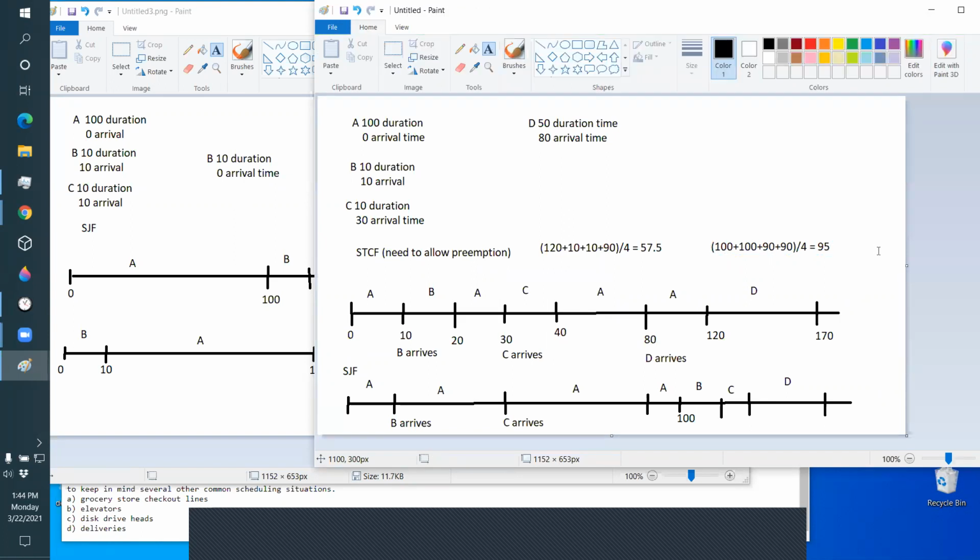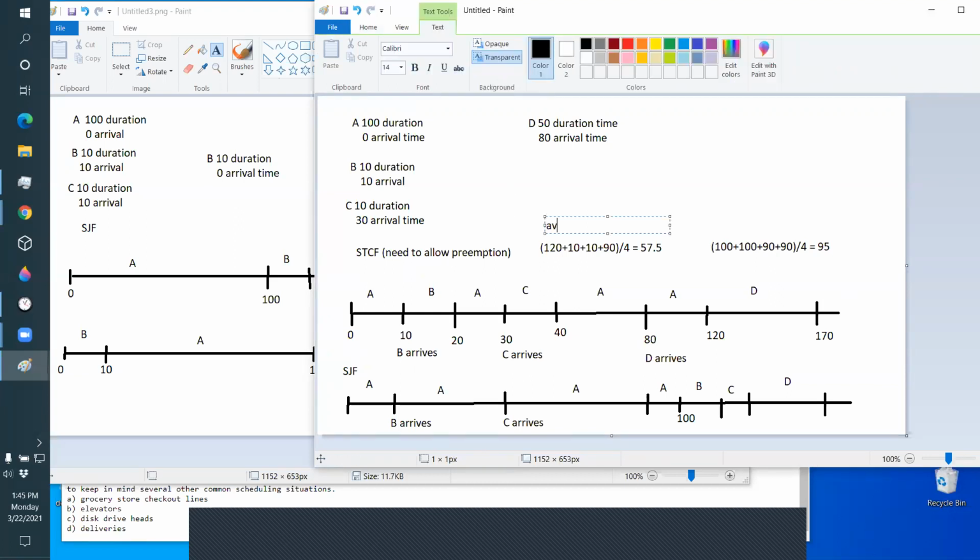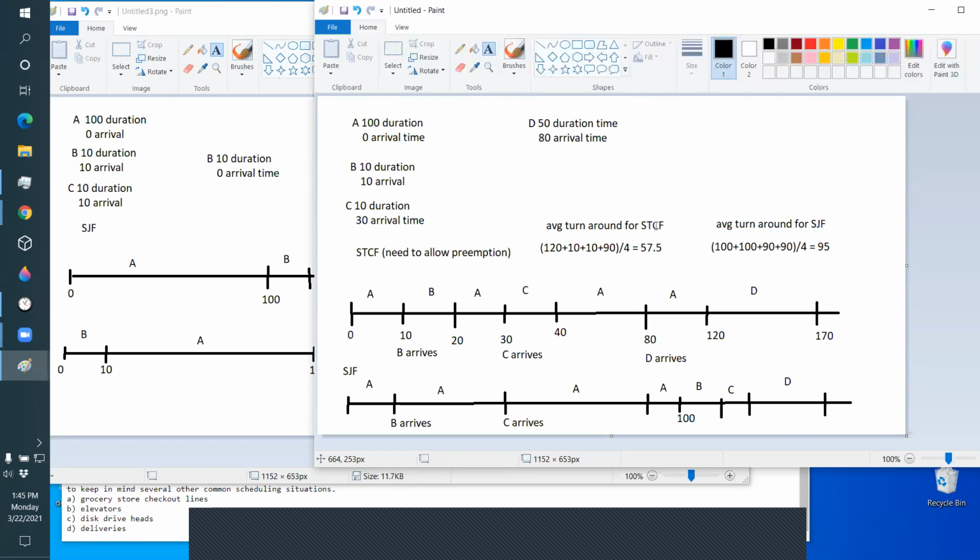So the average turnaround time, this one was the average turnaround for shortest time to completion first. And this calculation over here is the average turnaround for shortest job first. So shortest time to completion first gives you a better average turnaround.